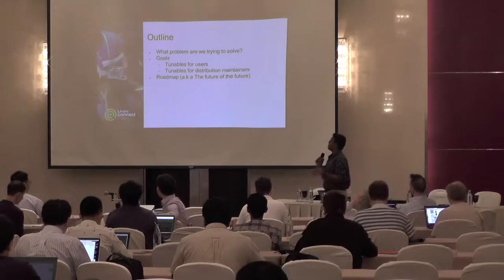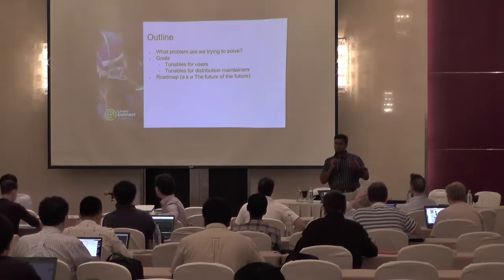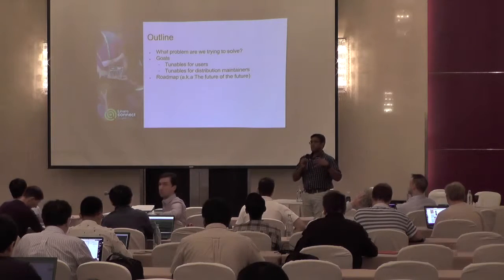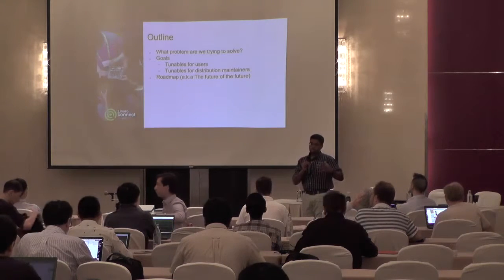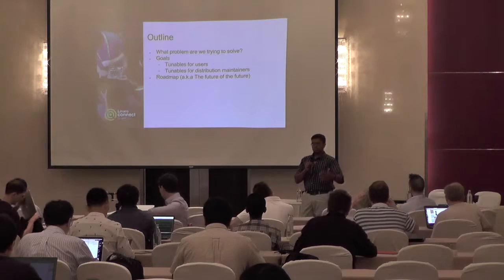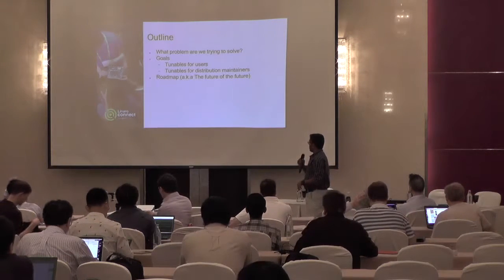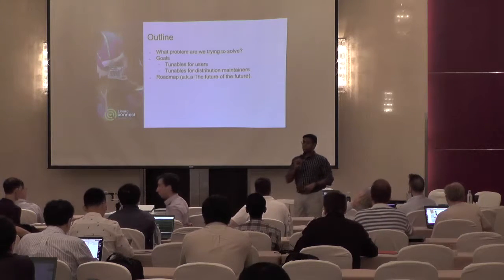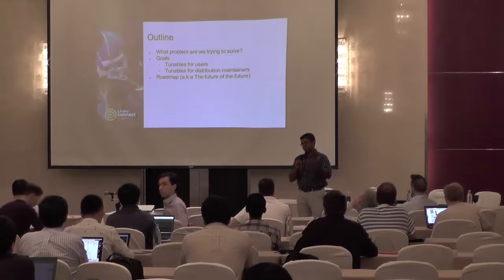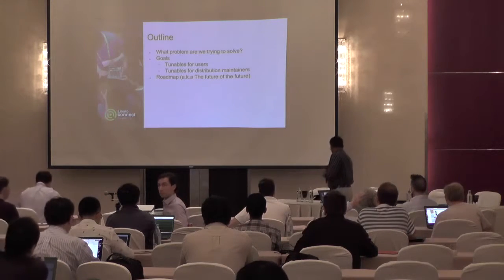To begin with, I'm going to start with the problem statement, the problem that we are trying to solve. And based on that, I'll describe the project goal, basically how we're going to solve those problems. And finally, I'm going to talk about the roadmap, which is the future of the project, which is the future of optimization selection.